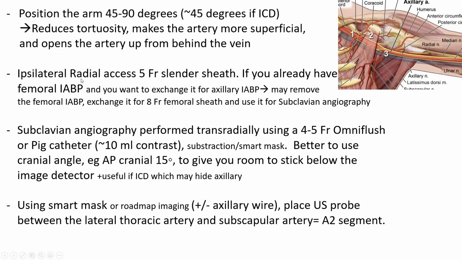So after getting our radial access, we do subclavian angiography transradially using a 4 or 5 French omniflush or pigtail catheter with 10 milliliter of contrast. It's better to use a cranial angle in this case to give you room to stick below the image detector. So remember, those are the first step. The first step is we position the patient, we do the radial access, and we do through the radial access the angiography. We haven't stuck yet, okay?